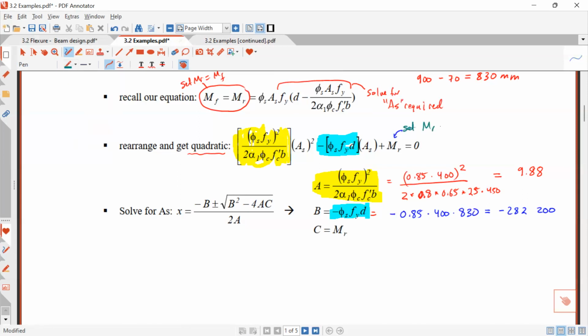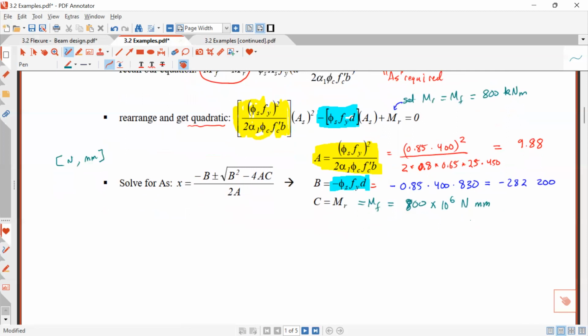Okay, and here we're going to set MR equals to MF, which was 800 kilonewton meter. So here I'm going to set this equal to MF. It's 800 kilonewton meter, but be careful of the units. I'm going to put everything here in newtons and millimeters, right? So I take 800 times 10 to the 6 newton millimeter.